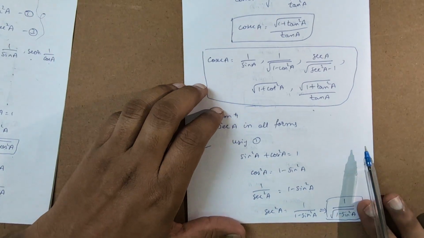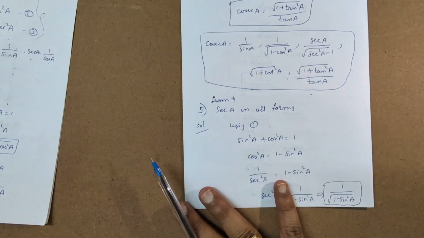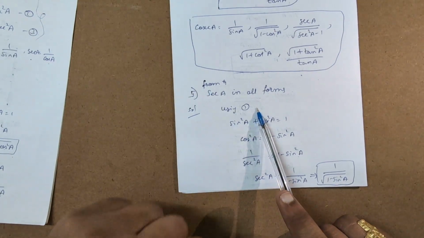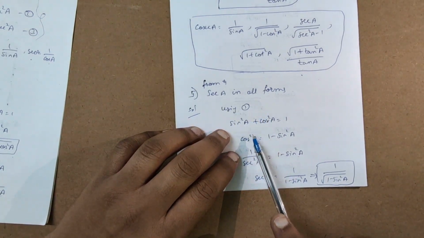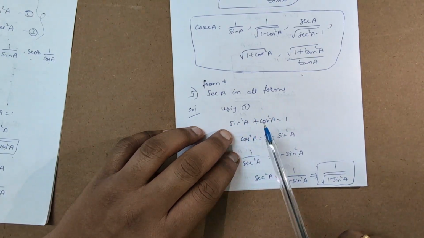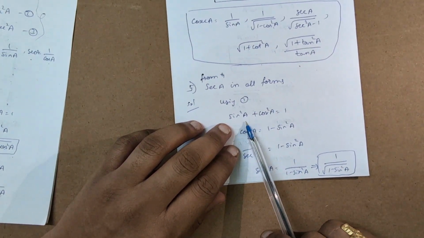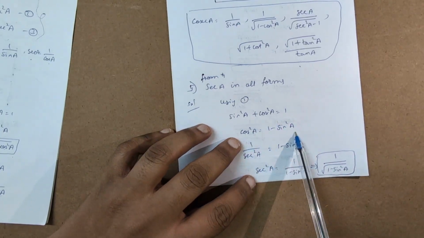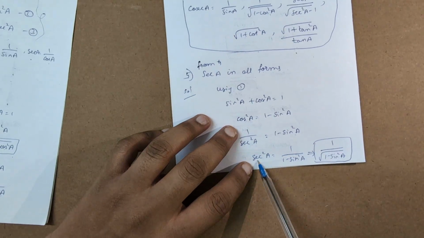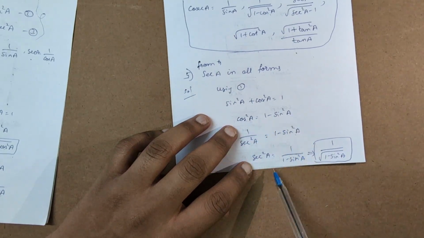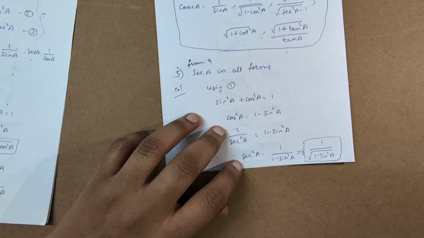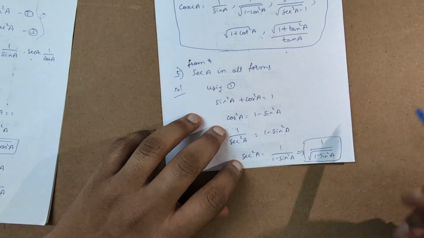Let's go with the secant in all forms. So using 1 again, as I mentioned, for sine, cos and secant, this relation is really easy to compare. So sin square A plus cos square A equals 1, cos square A equals 1 minus sin square A. Taking the inverse, 1 by secant square A equals 1 minus sin square A. So secant square A equals 1 by 1 minus sin square A, and the final answer is 1 by root of 1 minus sin square A.